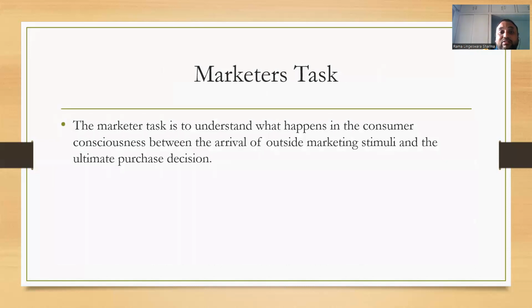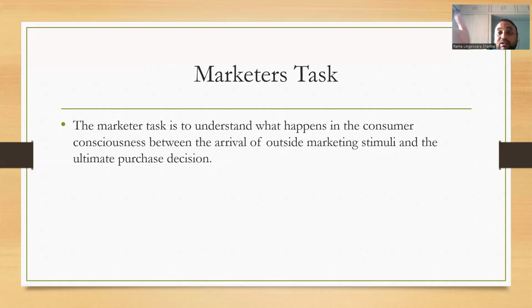So, the marketer's task. Now coming to the actual point, what is the task of the marketer? The marketer's task is to understand what happens in the consumer consciousness, a very important point. What happens in the consumer consciousness between the arrival of outside marketing stimuli and the ultimate purchase decision? What goes on in the mind of the consumer between the arrival of outside marketing stimuli like the marketing mix and cultural, social factors, all this we have seen in the stimulus, and the ultimate purchase decision, like the buyer's decision.